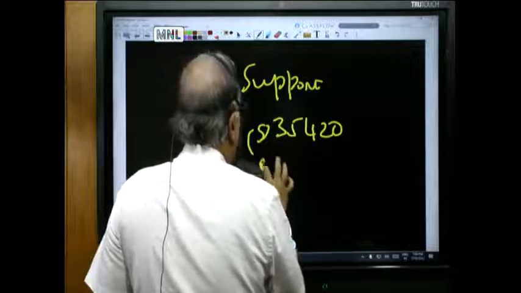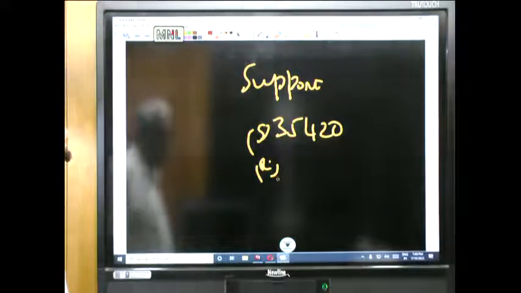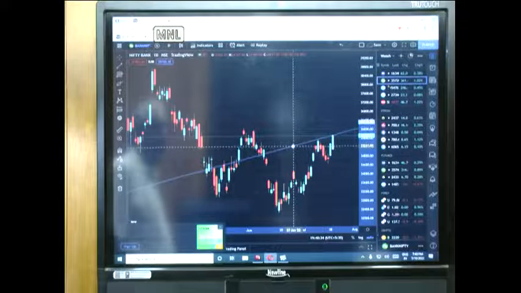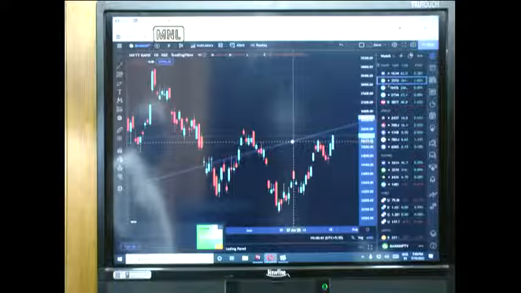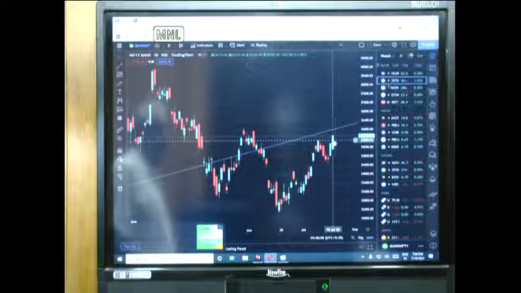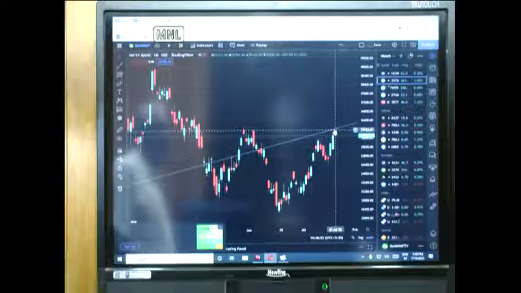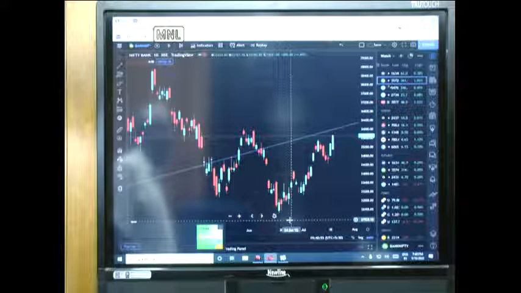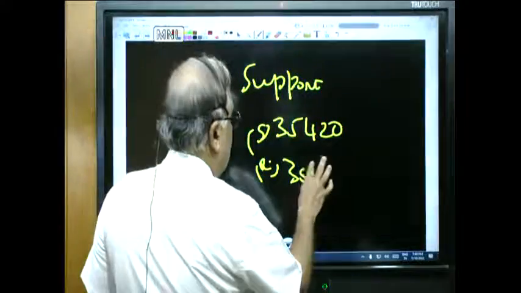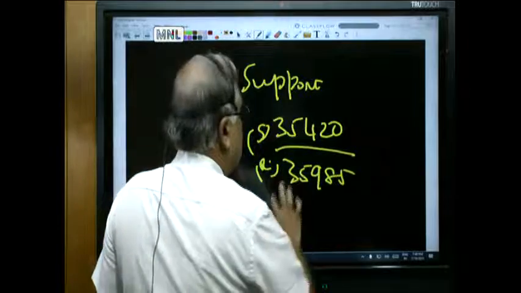Okay, and resistance will be, so today it took resistance here. So tomorrow it is definitely likely to rally further. So we will have some resistance probably coming closer to this place, 35,985. So we may have a resistance. So this is the expected range tomorrow.